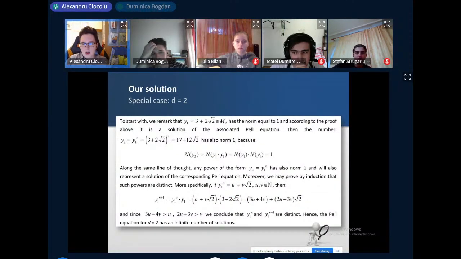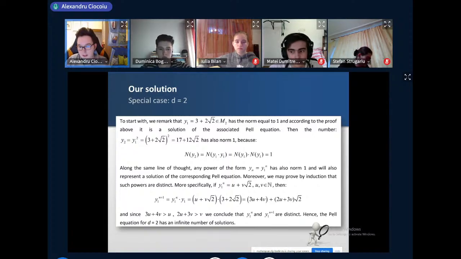To start with, we remark that y of 1 equals 3 plus 2 square root of 2, which is a part of the ring Z adjoined square root of 2, which has the norm equal to 1, and according to the proof above, it is a solution to the associated Pell equation. Then the following number, 17 plus 12 square root of 2, also has the norm of 1, because the norm of y of 2 equals the norm of y of 1 times y of 1, which is 1. Along the same line of thought, any power of the form y of n, which is y of 1 to the power of n, also has the norm 1, and will also represent a solution of the corresponding Pell equation.